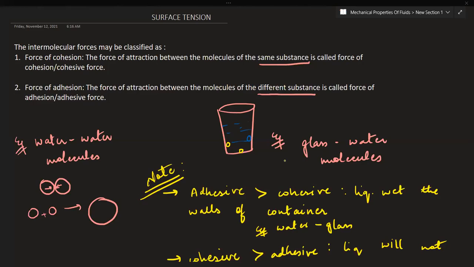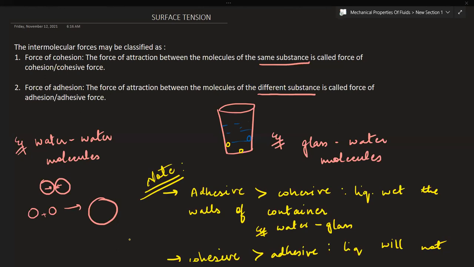Okay, fine. See, we have done these two types of forces, force of cohesion and force of adhesion. If the force of attraction is between the molecules of the same substance, then we call that particular force cohesive force or force of cohesion. For example, the force between water-water molecules. Then we have seen the force of attraction between molecules of two different substances. That force is known as adhesive force or force of adhesion. For example, glass-water molecules.